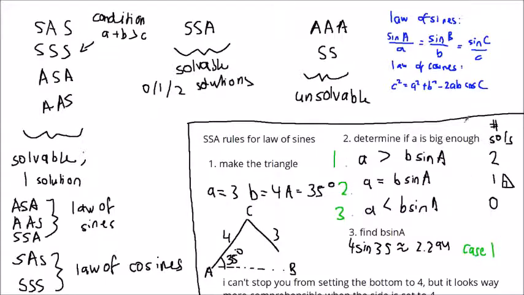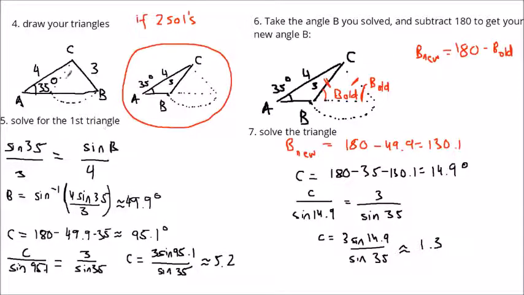So determine if A is big enough, because if it's not big enough, it'll just dangle. I drew it so that it looks like it isn't big enough, but it's actually way bigger than is needed, right? It's actually 0.7 bigger. So right there. So since it's big enough, there's 2 solutions. Draw the 2 solutions, right?